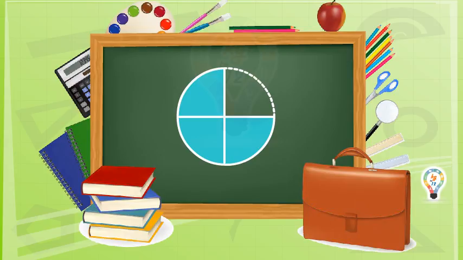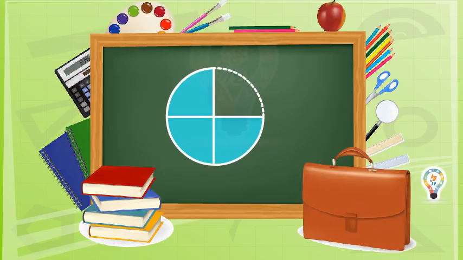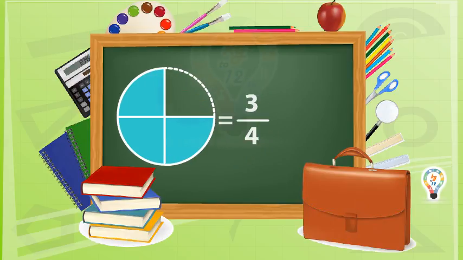In other words, a fraction is a number which can be written in the form of a upon b, where a and b are whole numbers and b is not equal to 0. Now let's see the different types of fractions.